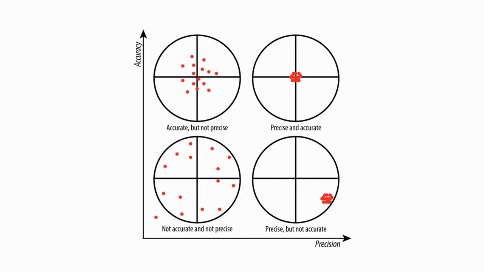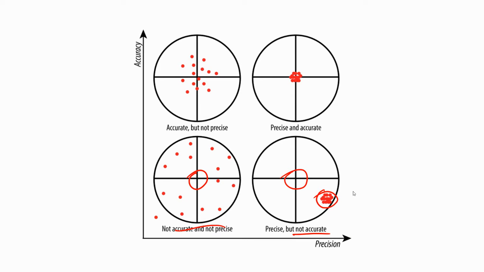In this bottom left-hand corner down here, I see marks that are not accurate because they don't come close to the center of the target. And they're also not grouped closely to one another. And so this is neither accurate nor precise. On the bottom right, I see a group of measurements that are not close to the center of the target, so they're not accurate. But because they're grouped together, they're precise.